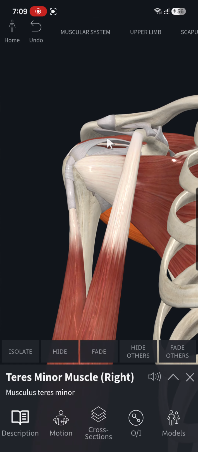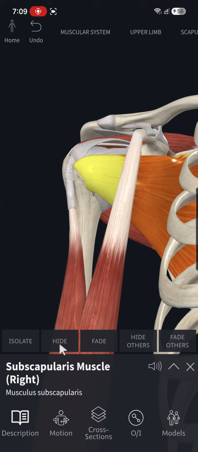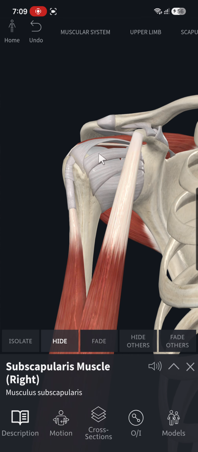And then anteriorly, we also have the 3. First, we have only tendons and ligaments. First, we have the tendon of the subscapularis, right? And then we can hide it to see the 3 glenohumeral ligaments: superior, middle, and inferior.